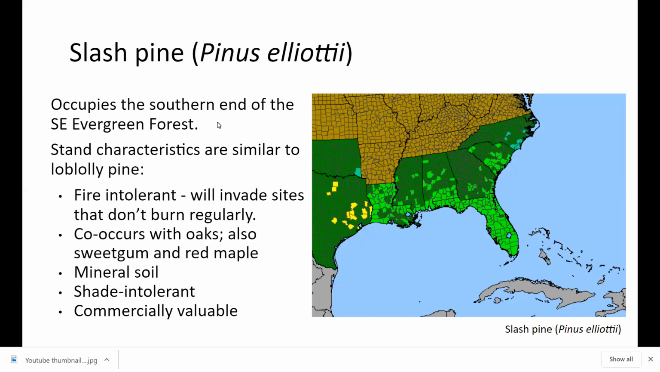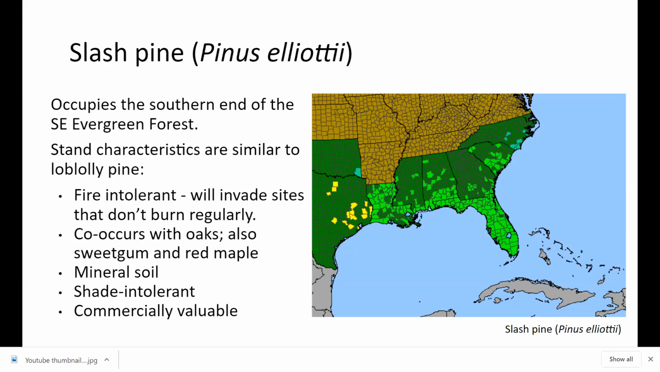This is a species that we'll learn by cone, I think, in lab. And so this is the southern end of the southeastern evergreen forest. You can see it's not found in North Carolina. That kind of blue-green color for the counties in North Carolina indicates that it was planted. It's not a natural occurrence there. And if you go into a slash pine forest, you're going to think it looks a lot like a loblolly pine forest that you would find in North Carolina.